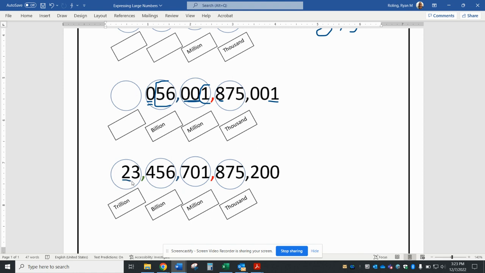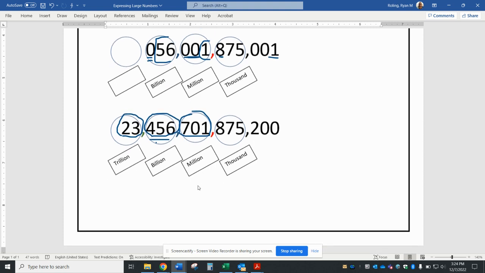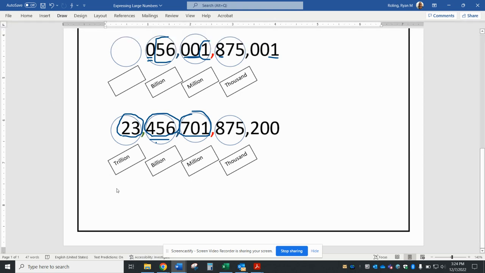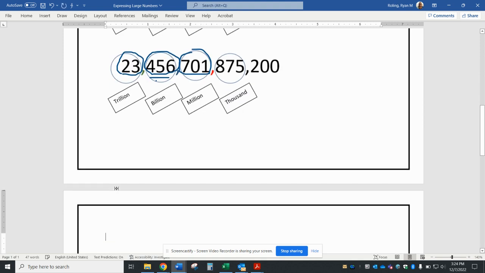So again, I read any group of numbers before the comma. 23 trillion 456 billion 701 million 875,200. So these are very large numbers. They are not always easy to express. And so let's practice a little bit.